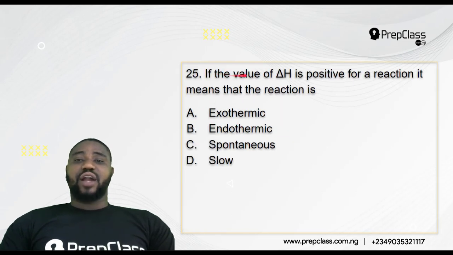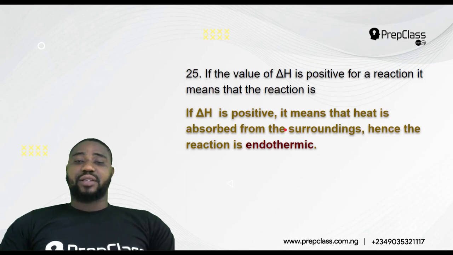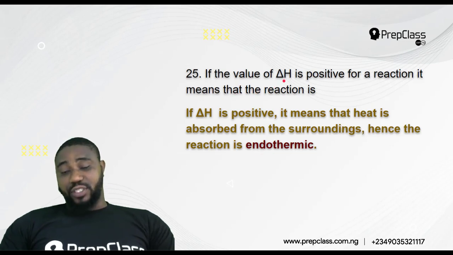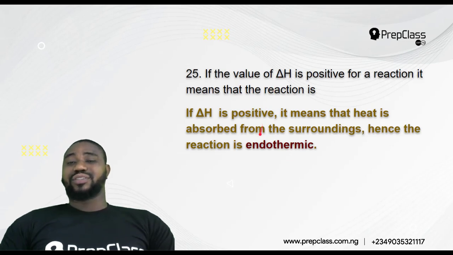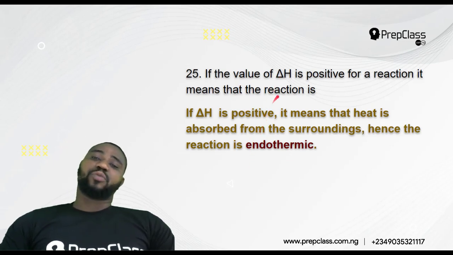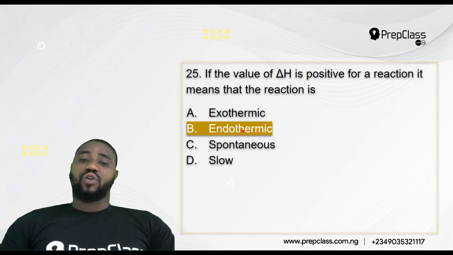25 says, if the value for delta H is positive for a reaction, it means that the reaction is exothermic, endothermic, spontaneous or slow? Now, for delta H to be positive, the reaction must be an endothermic reaction. If delta H is positive, it means that heat is absorbed from the surroundings, hence the reaction is endothermic. So take note that if delta H is positive, the reaction is endothermic. If delta H is negative, the reaction is exothermic. So in this case, delta H is positive, heat is absorbed, so the reaction is endothermic. So endothermic is the correct answer.